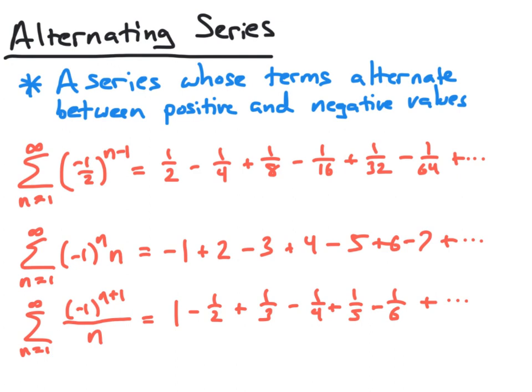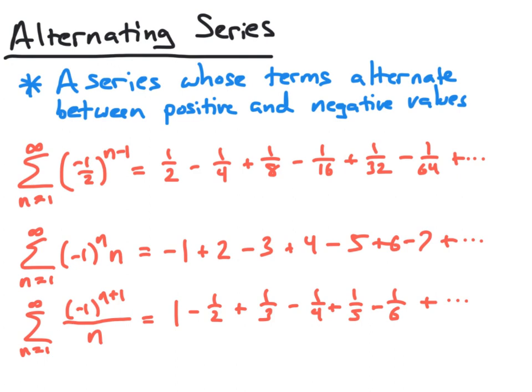The second example here is the sum n equals 1 to infinity of (-1)^n times n. And here the terms alternate in sign, starting with a negative value of -1, then 2, then -3, then 4, then -5, then 6, then -7, and so on. And our last example is the sum n equals 1 to infinity of (-1)^(n+1) over n. And here we also have an alternating sum starting with a positive value of 1 and then -1/2 plus 1/3, -1/4 plus 1/5, -1/6, etc.